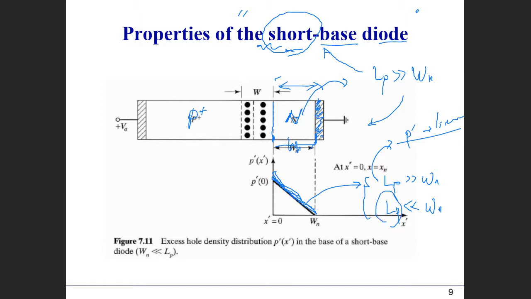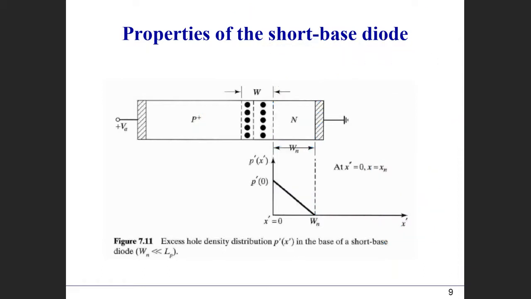When the LP is much smaller than the Wn, or Wn is much larger, meaning it is separated a lot from the junction, then as we know, the hole concentration is exponential decay. Those two cases we studied in the previous class. Now, the short base diode is of particular interest when the Wn is very close to this junction. For that case, the minority carrier concentration in the lower doped side is going to be linear in here.